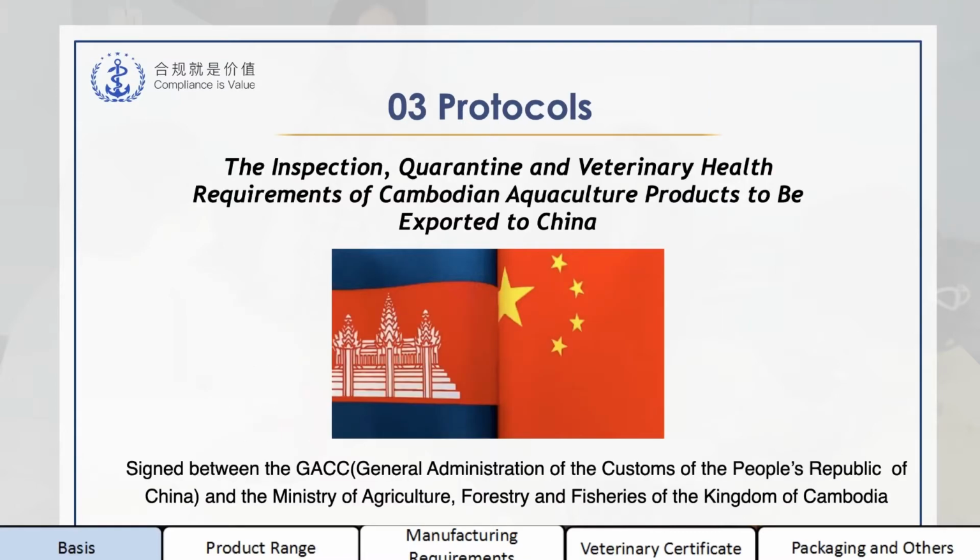Finally, it is this protocol that officially grants access for Cambodian artificially kept aquaculture products to China. The inspection, quarantine, veterinary health requirements of Cambodian aquaculture products to be exported to China. It was signed between the GACC and the Ministry of Agriculture, Forestry, and Fisheries of the Kingdom of Cambodia. It was released by GACC on May the 30th, 2022.